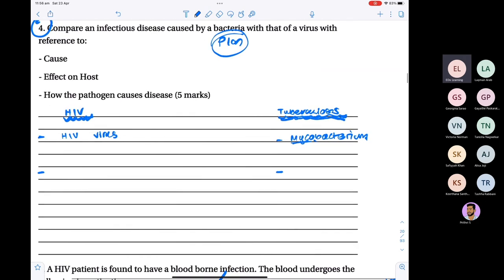So the effect on the host, for tuberculosis, is that it affects immune cells. Well, to make it simple, it infects lung and immune cells. And by infecting lung cells, specifically the alveolar cells, it's going to cause respiratory symptoms. The key thing we ask about is coughing up blood in TB. It's very good you picked that up.